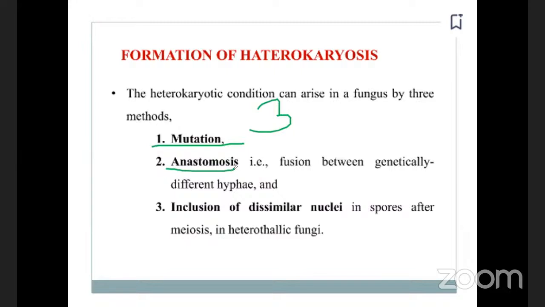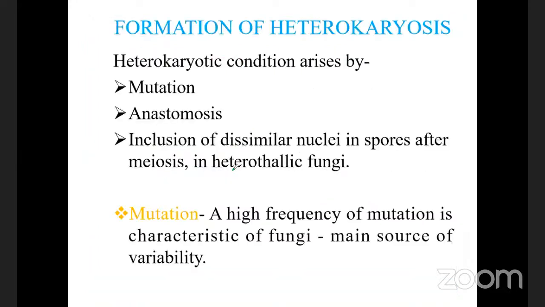Where does it happen? In heterothallic fungi, whenever two opposite strain thalli come together, two opposite strain, genetically different nuclei mate. After some time, they undergo reduction division, meiosis, and at that time they exchange their genetic material.